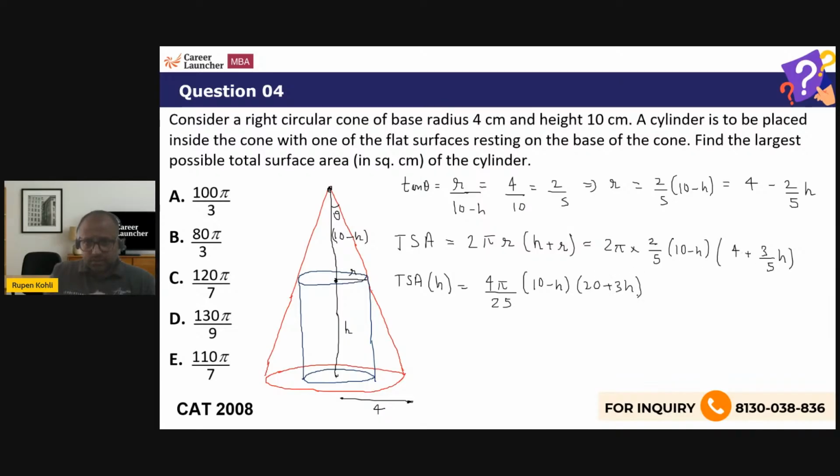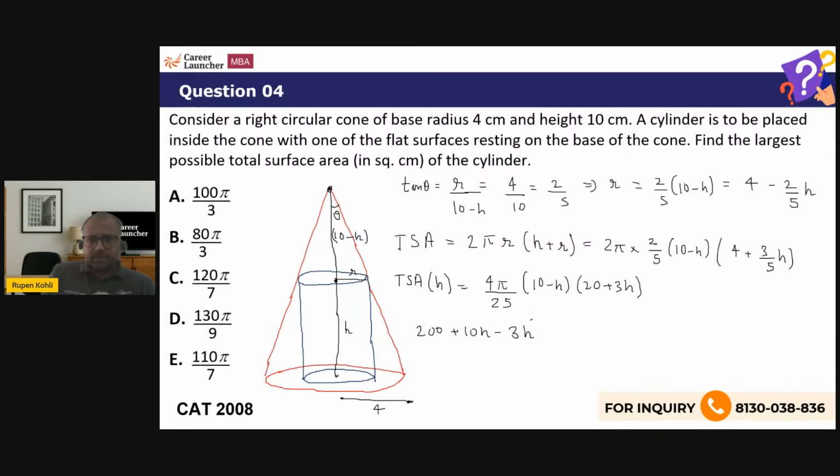Now let's just focus on this quadratic expression which we have to maximize, and then our job is done. Let's just expand this. I'm just expanding this over here. So this is 200, plus 30h minus 20h, so plus 10h, minus 3h square.